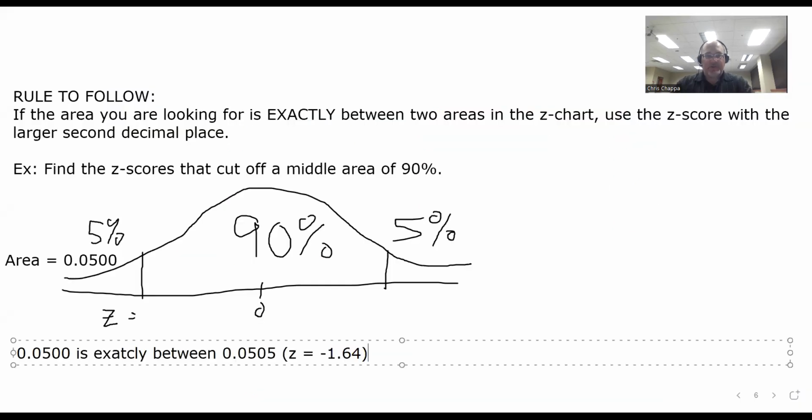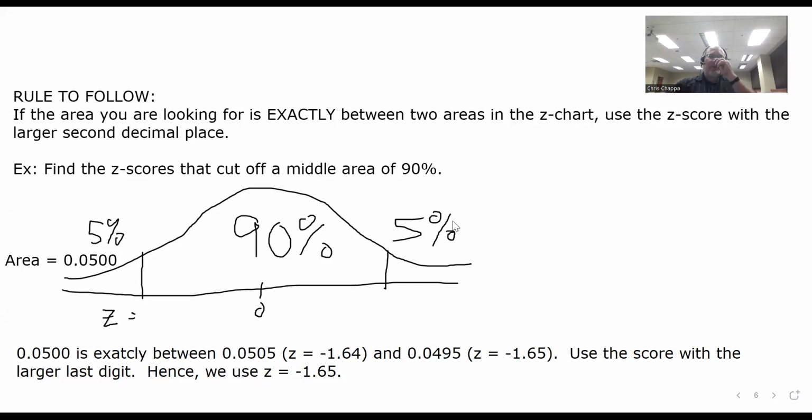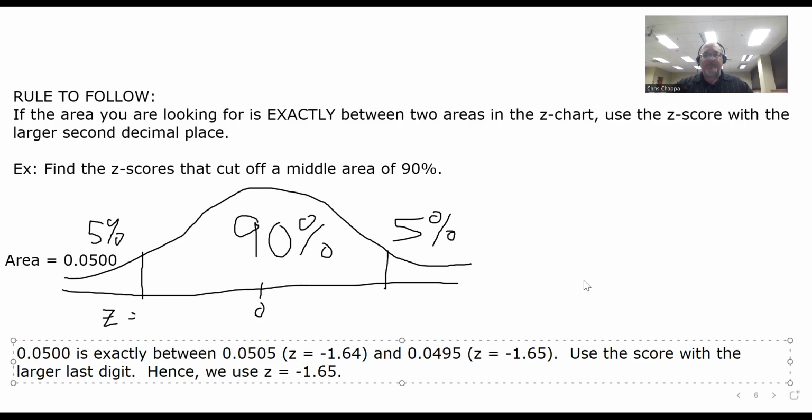Whose z-score is negative 1.64, and 0.0495, whose z-score is negative 1.65. Use the score with the larger last digit. Hence, we use z equals negative 1.65. All right, it takes a little getting used to, but basically you're choosing the one that's further away from the center. For reasons which we'll see later, it's better to default further away from the middle than closer to the middle. All right, and I see I misspelled "exactly." I know that doesn't matter, but it does to me.